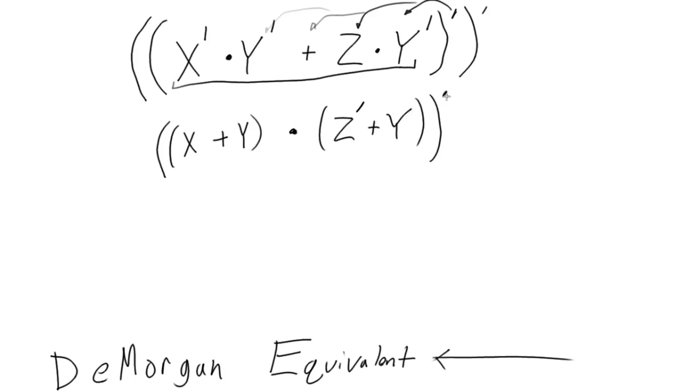So we want to keep this here so it's still equivalent, but now we've got our ors changed to ands and ands changed to ors, and we've got some stuff flipped around. So this is our final form.